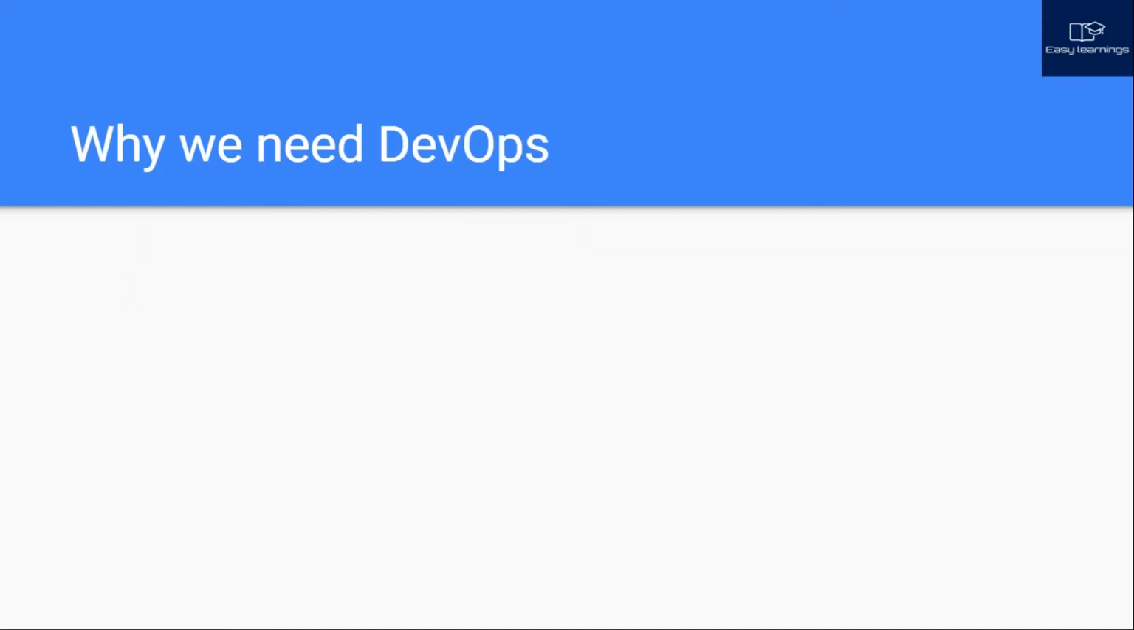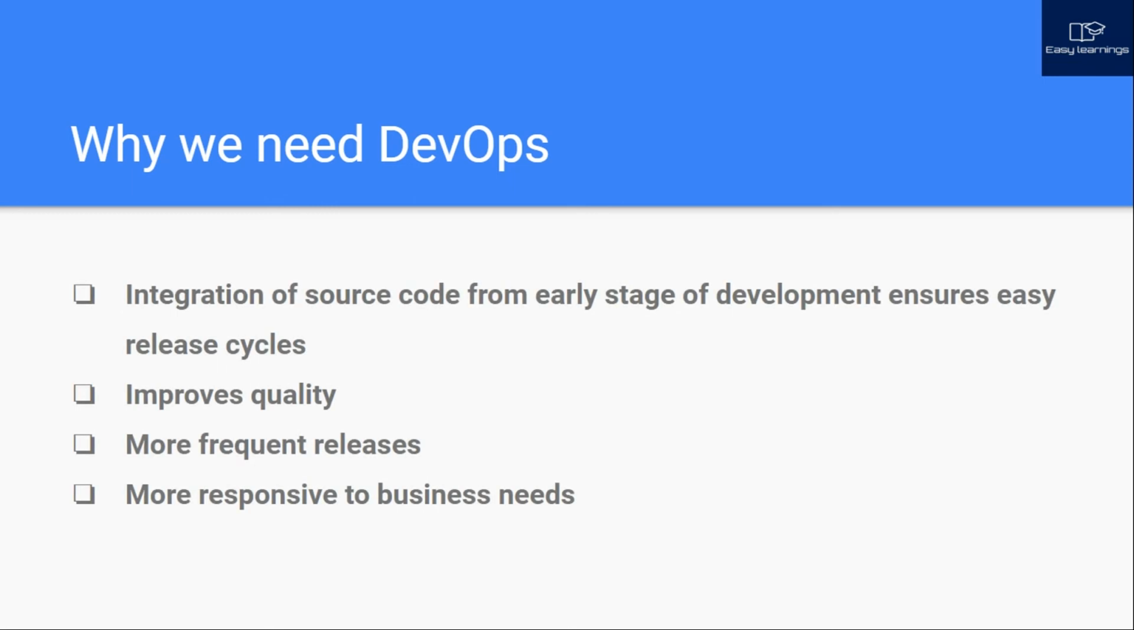So let's see why we need DevOps. Integration of source code from the early stage of development ensures easy release cycles, which in turn improves quality, and more frequent releases can be done. So because of the DevOps workflow, development and operations teams can focus more on business needs instead of worrying about infrastructure or server issues or any other dependency issues.